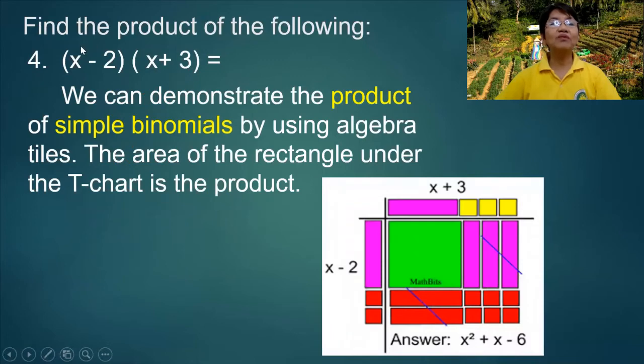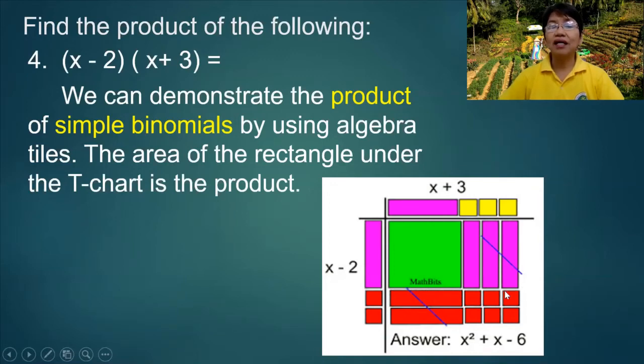Find the product of the following. Number 4, we have x minus 2 times x plus 3. We can demonstrate the product of simple binomials by using algebra tiles. The area of the rectangle under the T-chart is the product. So we multiply x minus 2 times x plus 3, and the resulting area will be the area under this T-chart. And the answer is x squared plus x minus 6.